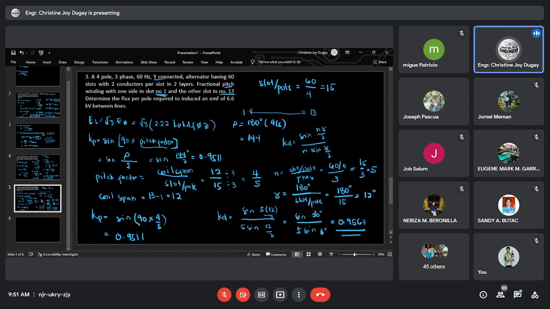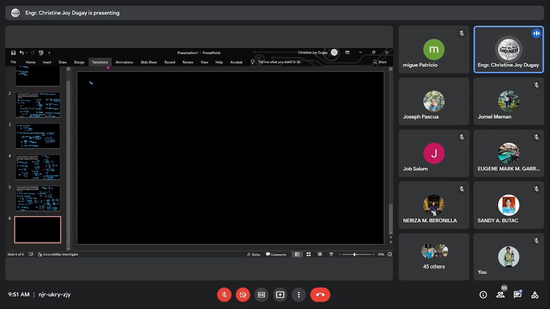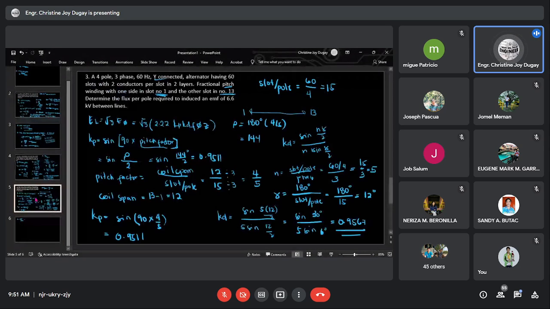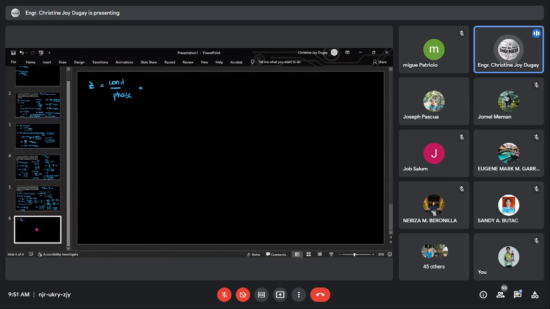And how about the flux? Yun po yung unknown, no? And Z, how about Z? Paano ulit natin kunin si Z? Z is conductors per phase. So, paano natin kunin? Provided naman na meron tayong 2 conductors per slot. So, that is 2 conductors per slot.